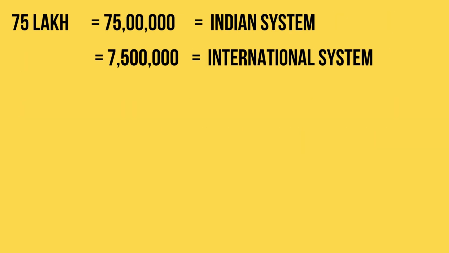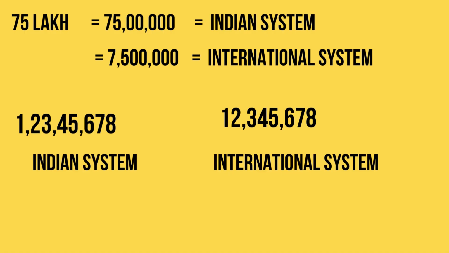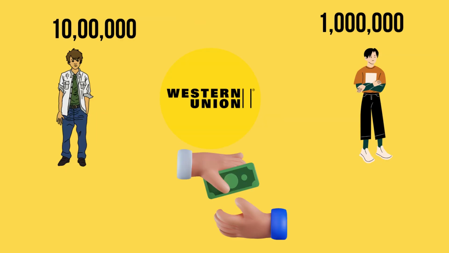Let's compare a number in both the systems. Take 75 lakh from the Indian system. It's written as 75 followed by 5 zeros. In the international system, this becomes 7,500,000. Another example, 1,23,45,678 in the Indian format becomes 12,345,678 in the international format. See how the commas shift. That's the magic of different systems.